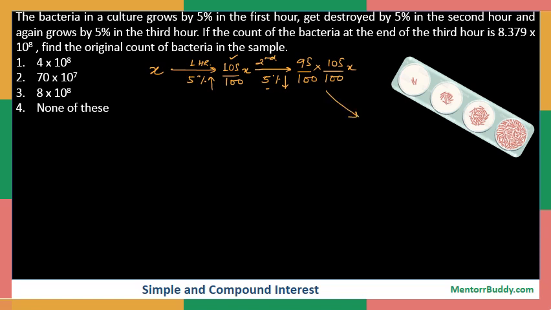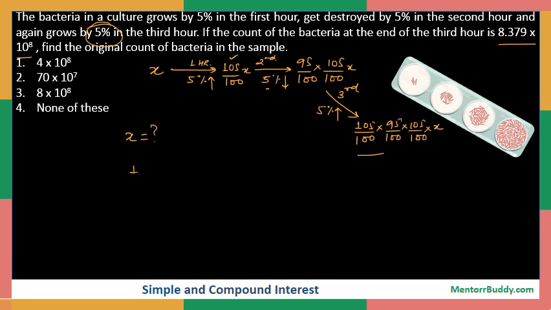And then in the third hour, there is again an increment of 5%. It grows by 5% once again. So we can say that 5% growth, so we can again write it as 105 times of the value, that is 95 by 100 multiplied by 105 by 100 multiplied by X. And this value is given equal to 8.379 multiplied by 10 to the power 8. And then we have to determine the value of X.